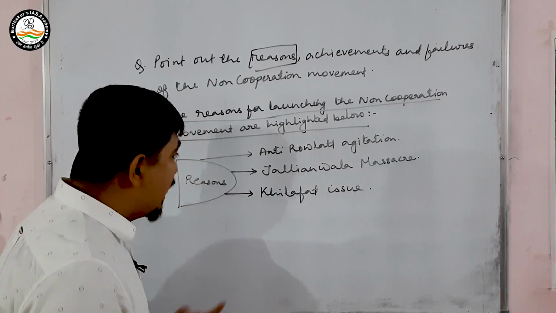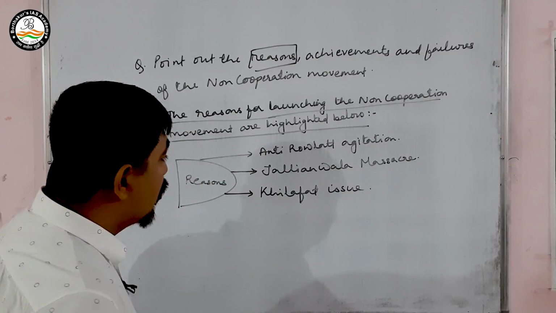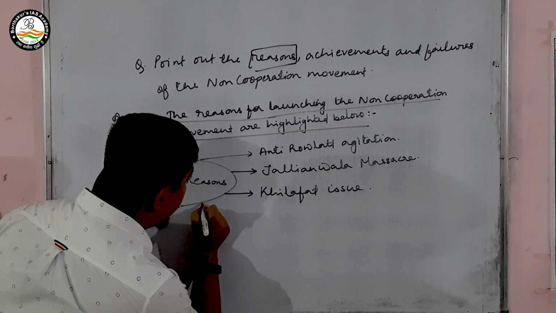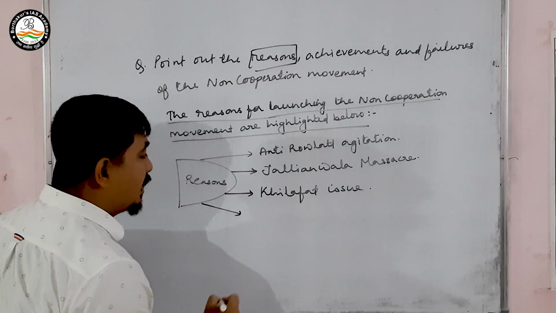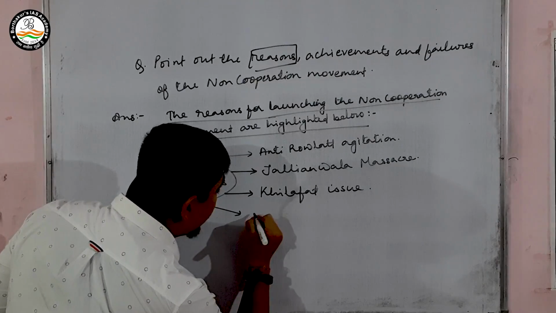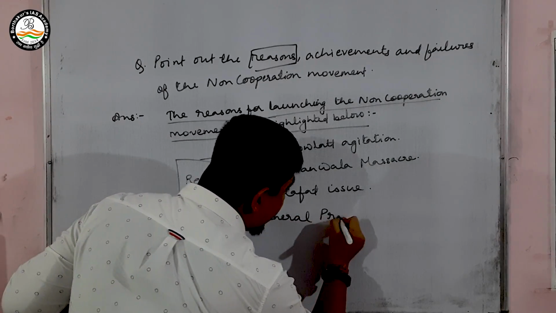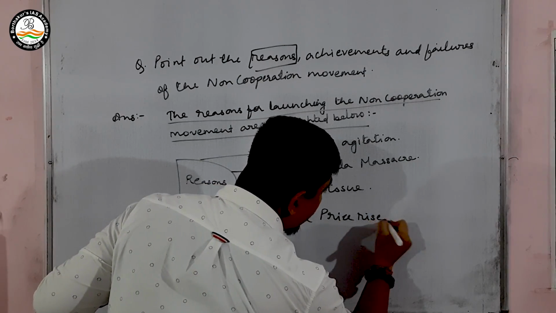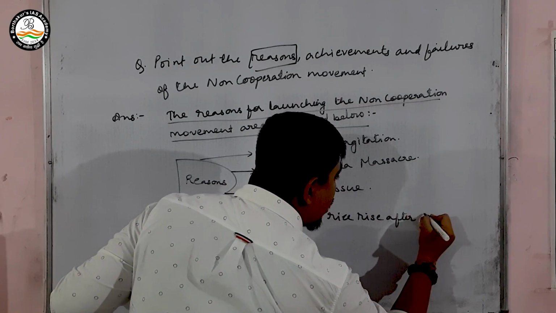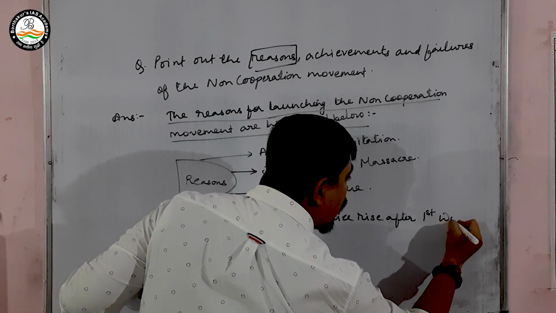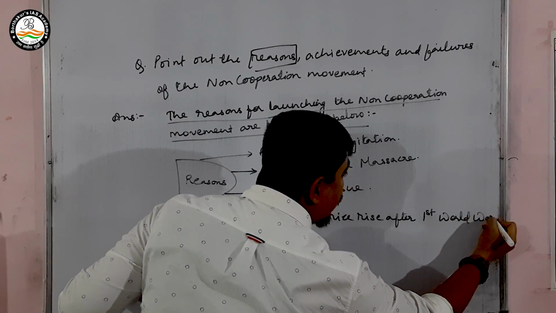Okay, so this is the third reason why the non-cooperation movement was launched, and the fourth reason was the general economic price rise, the general price rise after the First World War.